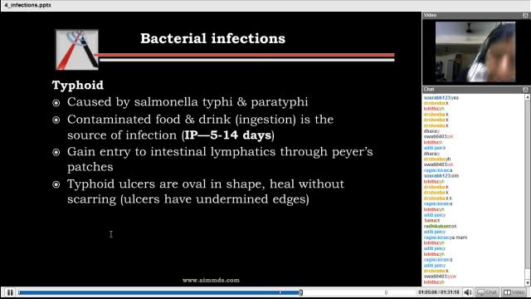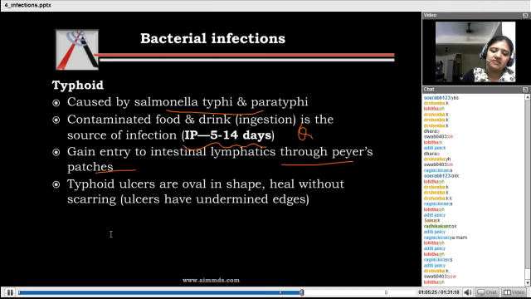Typhoid, caused by Salmonella typhi and paratyphi. Most common cause is contaminated food. Incubation period 5 to 14 days. MCQ: How do they gain entry? They gain entry through the Peyer's patch.